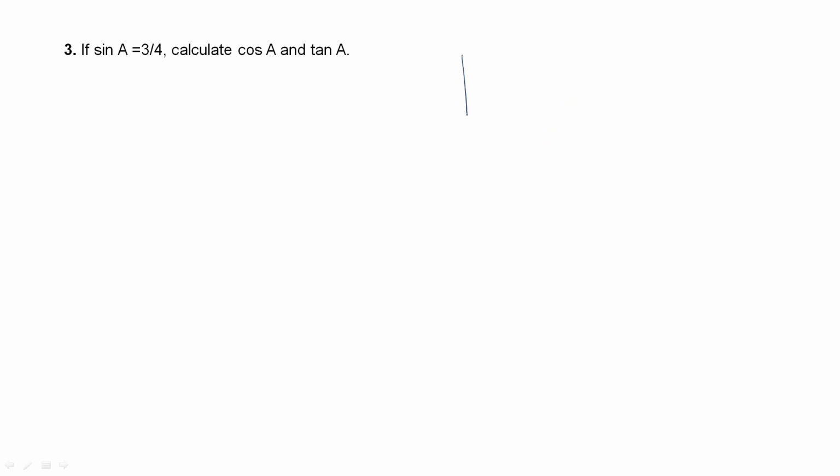Sin A is equal to 3 by 4. So angle A is given. Sin A is given as 3 by 4. So what is sin A? Sin A is opposite by hypotenuse. Okay. It is given as 3 by 4. If this is angle A, then this will be 3 and this will be 4.